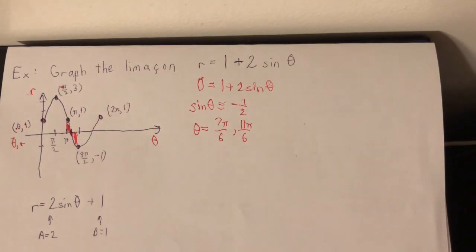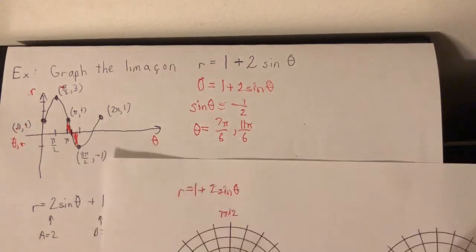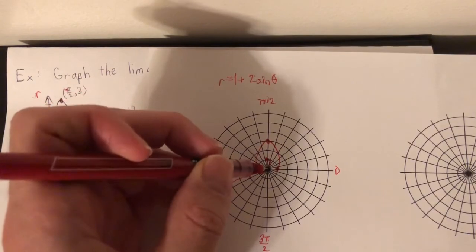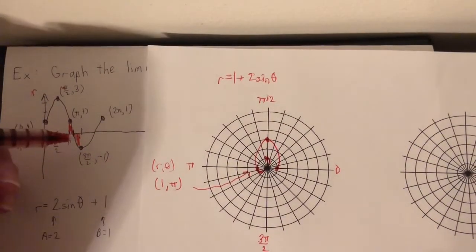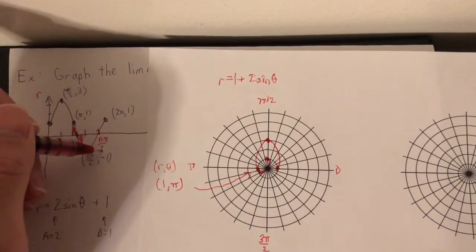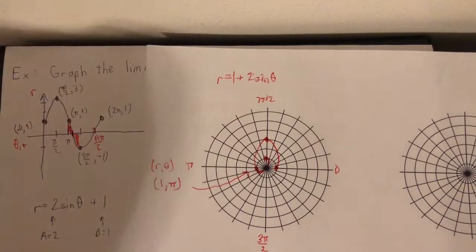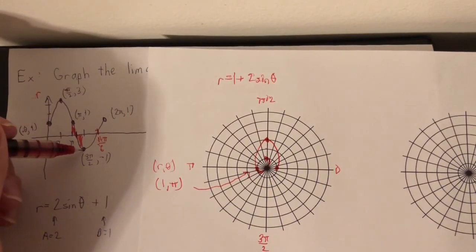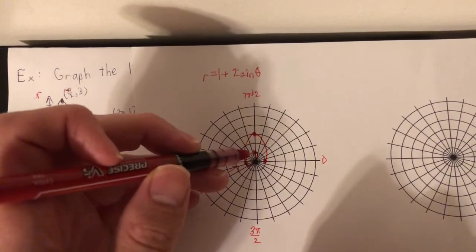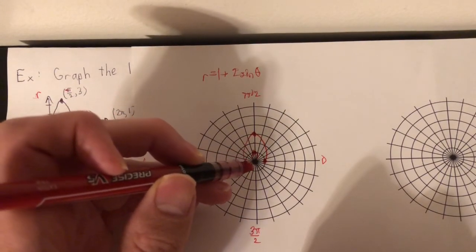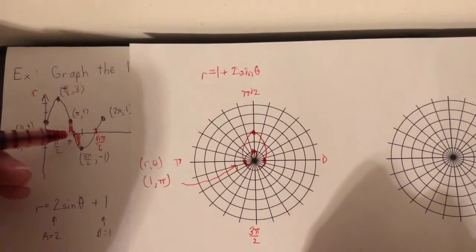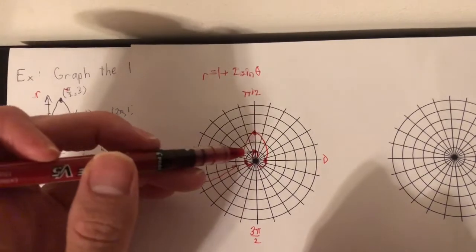Now, once we have that, that tells me that I'm actually going to hit the pole here when theta equals 7 pi over 6, and then again when theta equals 11 pi over 6. So as I move from the angle of 3 pi over 2 back towards an angle of 2 pi, my r is going to be negative for a while.